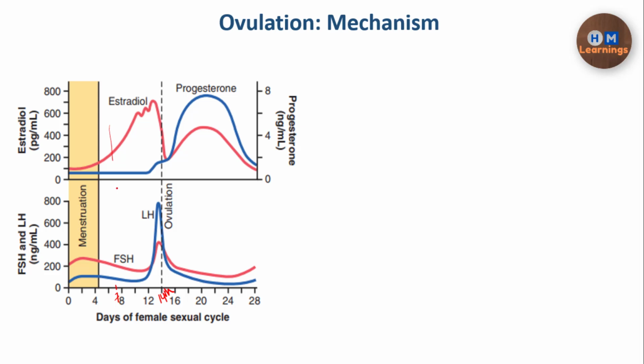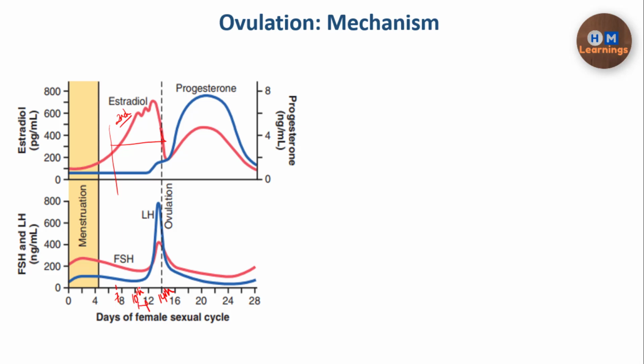Then from here it will be the second half of the proliferative phase, which is the last 7 days of the proliferative phase. In the second half of the proliferative phase, you can see there is a steep rise in the levels of the estrogen hormone. This steep rise ultimately leads to the peak level of estrogen around the 10th day of the cycle, and it remains at the maximum level for about 2 days.